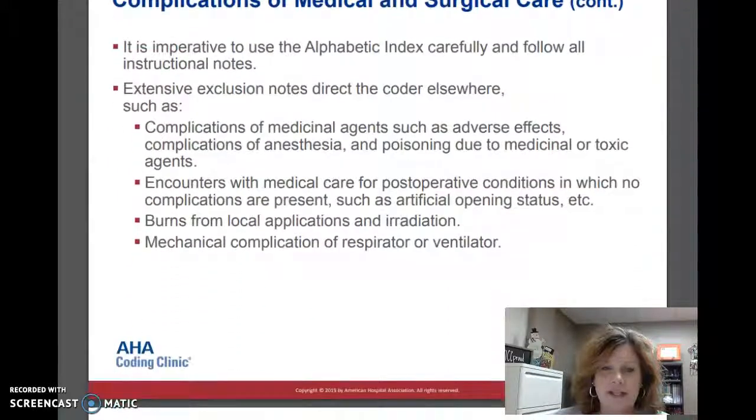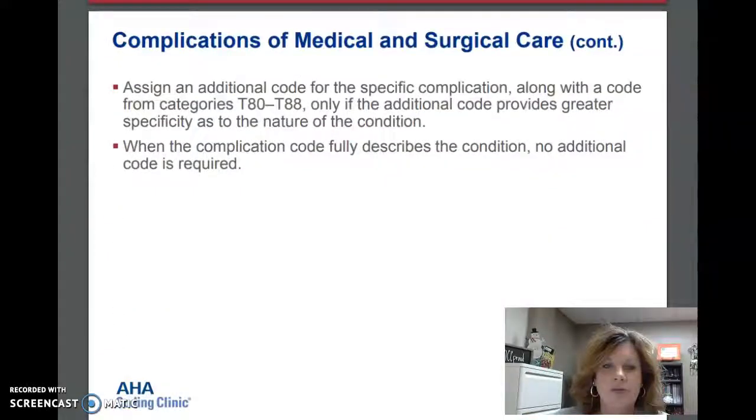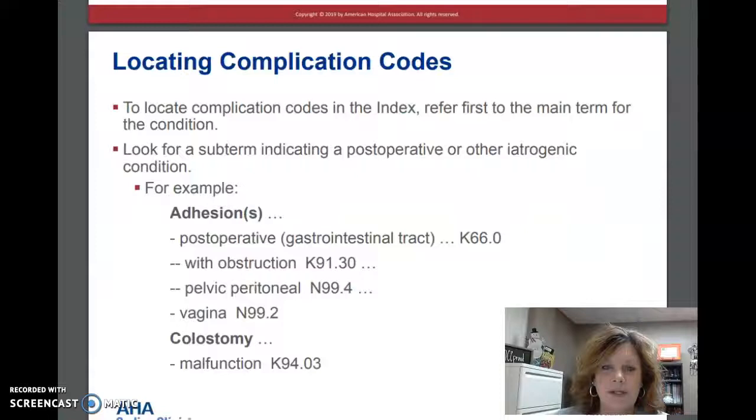All right, so let's get into how do we look these up? I'm just going to scoot down here. How do we locate them? Here's the tricky thing with complications. We can find them many different ways. We can find them under the word complication. A lot of times it's going to be complication mechanical. Here we have, for example, adhesions. And if I look under post-operative, okay, with obstruction, these would be all complication codes. Or a colostomy malfunction. I look right under the word colostomy, and that's where I'm going to get my complication code.